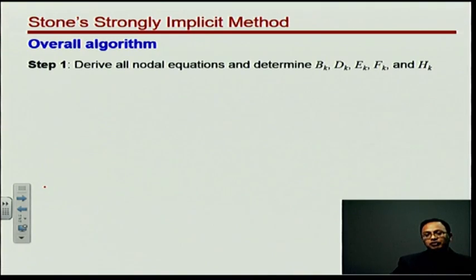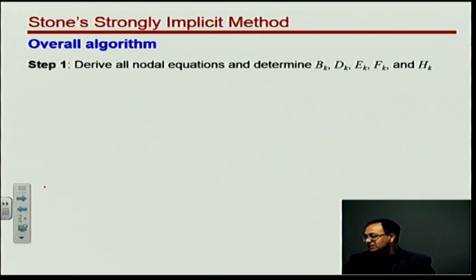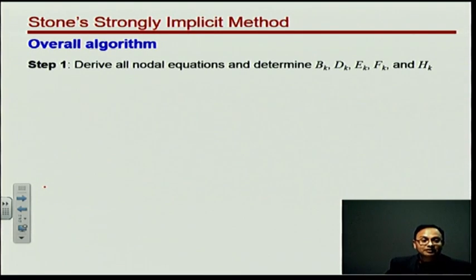So for the entire set of nodes, including boundary nodes, you have to assemble your matrix and fill out B, D, E, F, and H. That is something you have to do. Otherwise, of course, you can't solve the problem. There is no getting around that. So that's the first task.